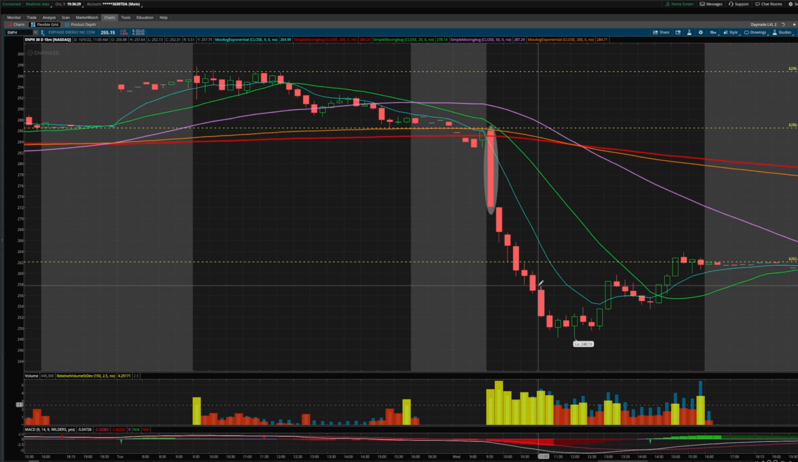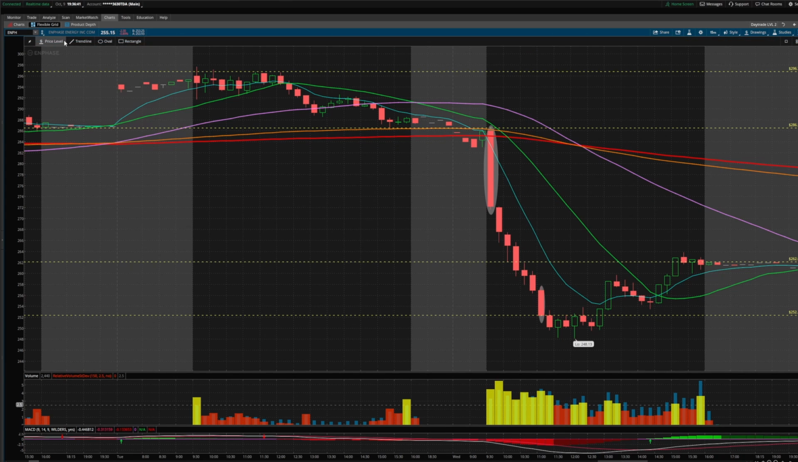Yeah, right there. We cut it over there, not because it's our perfect exit. Our perfect exit is reclaiming the 9 EMA, but we did end up cutting over there for a hefty percentage gain because it was a 6x trade.